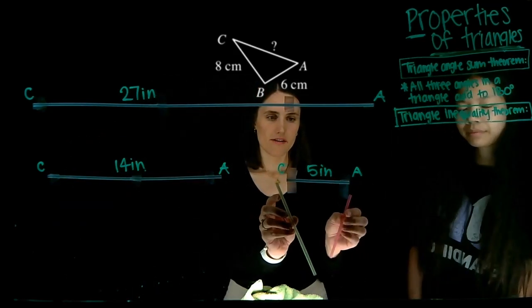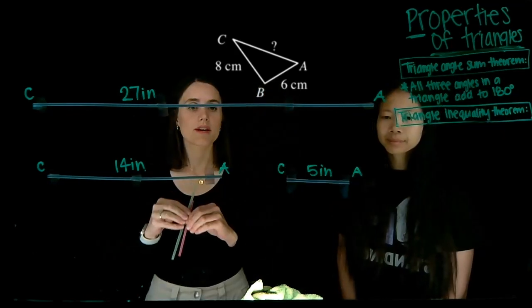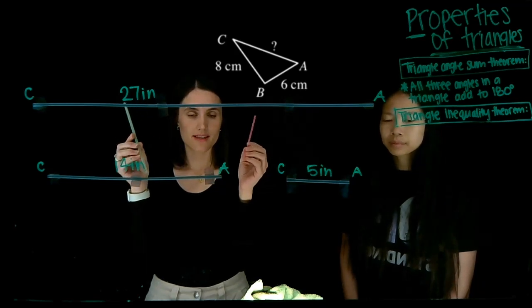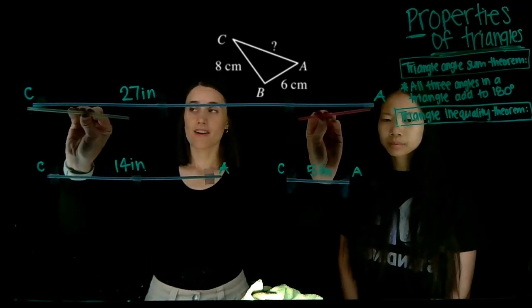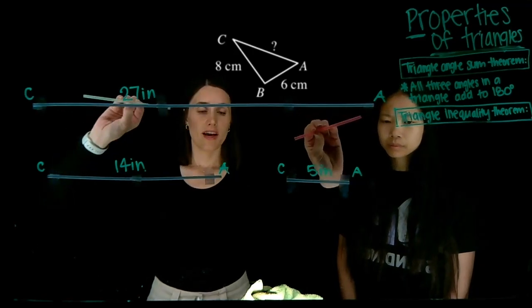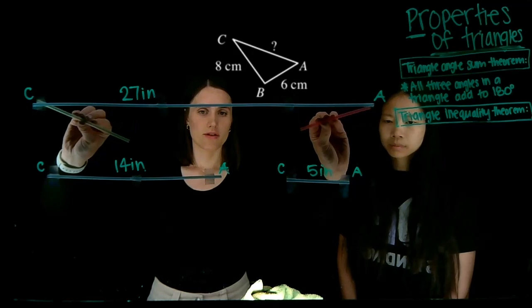Now let's come over here to 5 inches. If we move these sides, you can see they do create a triangle. What we can conclude from this is, if you add 2 sides of a triangle together, if you add 8 and 6 together and it is less than the third side, there is no way that we can create a triangle, right? 8 plus 6 is 14, and that is way less than 27. So there's no way for us to create a triangle here.